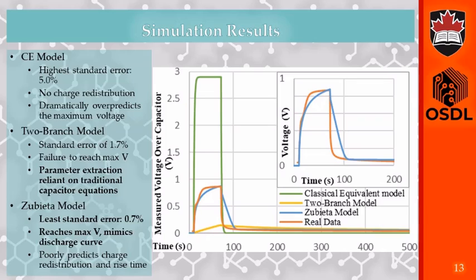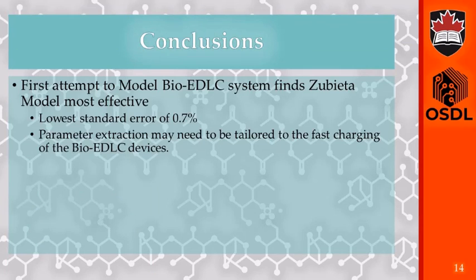The Zubieta model is the most effective at modelling the Bio-EDLC by every measurable metric. It has the least standard error of 0.7%, and it reaches the maximum voltage and accurately mimics the discharge curve. These two parameters, the maximum voltage and discharge curve, are based on the extracted resistance values. The extracted capacitance values are responsible for the charge redistribution and rise time, which the Zubieta model predicts poorly. Despite this, the Zubieta model is the most effective of the three.